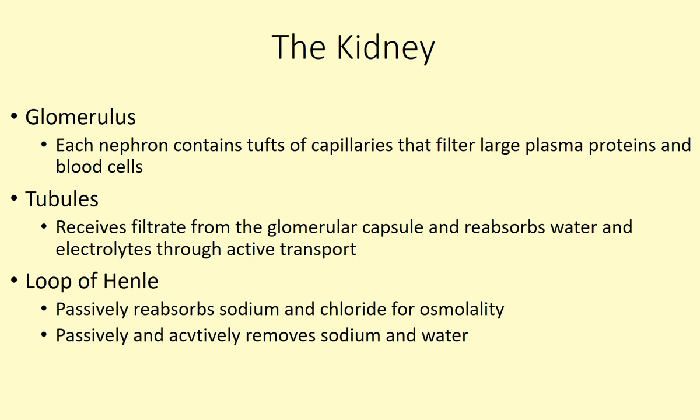Each nephron contains tufts of capillaries that filter large plasma proteins and blood cells. The tubules receive filtrate from the glomerular capsule and reabsorb water and electrolytes through active transport. The loop of Henle is passively reabsorbing sodium and chloride for osmolality, and then they also passively and actively remove sodium and water.